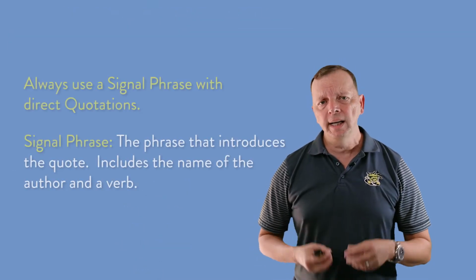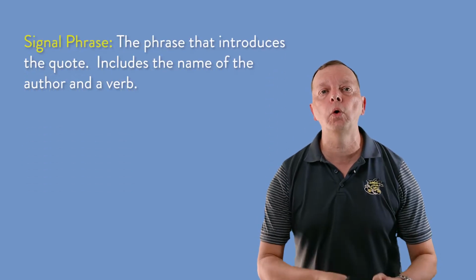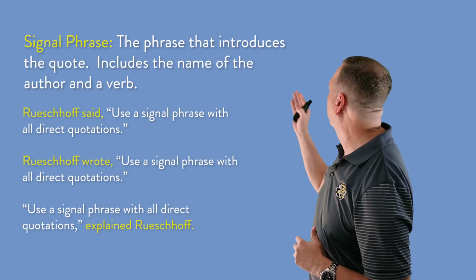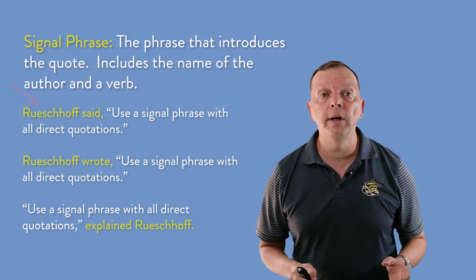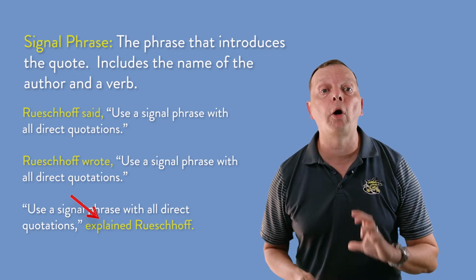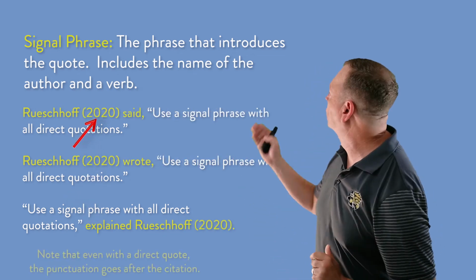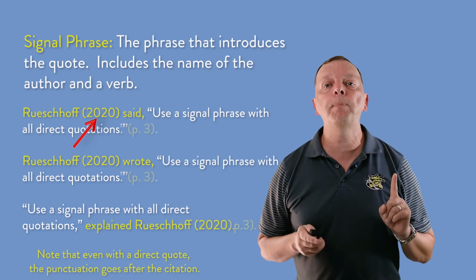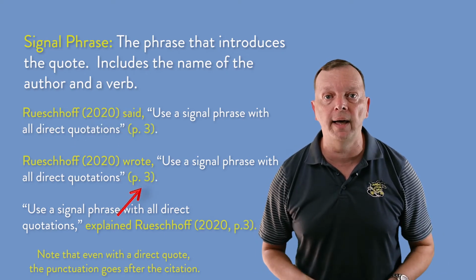Now, when you do include a direct quotation, you always want to use what is known as a signal phrase. Essentially, a signal phrase is the words that you use to introduce a quotation to your reader. Here's some examples. Now, notice that the signal phrase can be either before or after the direct quote, and this is where we're going to put our narrative citation. Now, notice that direct quotations also require one more element to the citation, the page number from which you actually can find that exact quote.